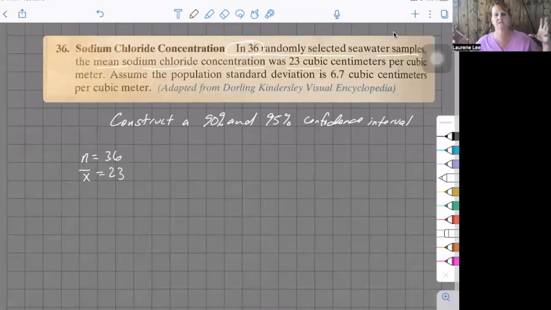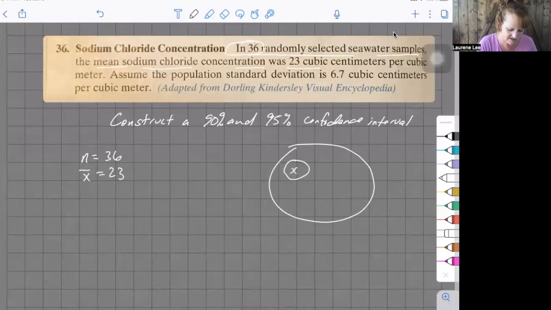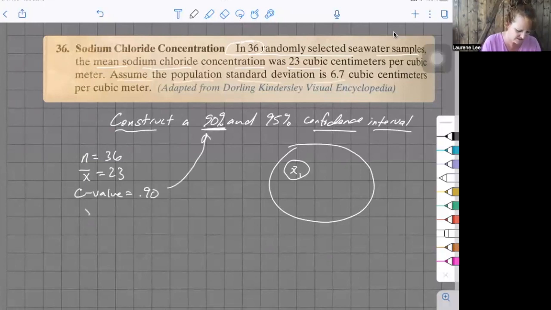All right. So I want to know this thing about this population of seawater samples. I'm going to take 36 samples and I'm going to find the average for that sample. So in picture form, here's my population, all the seawater. I'm taking this one sample here, X bar 1. Okay, there could be many samples and many X bars, but this is my one. And then I want to construct a 90% confidence interval. So my C value, which is our confidence percentage, is 0.90. It also says assume the population standard deviation is 6.7. So sigma is 6.7. These problems will always give you these values. They have to be given: your N, X bar, C, and sigma.